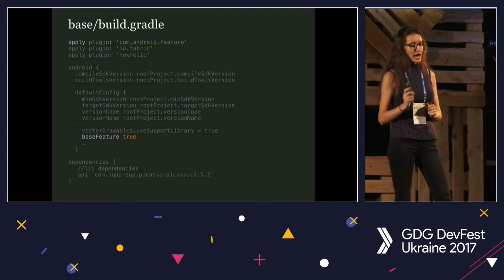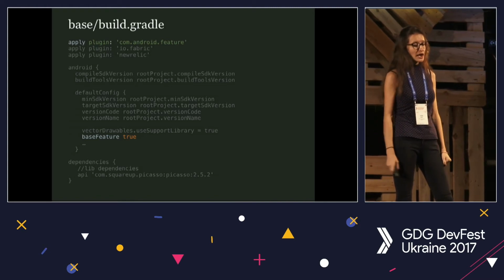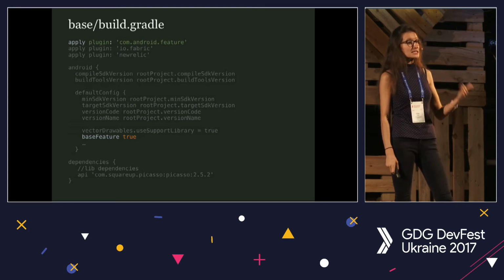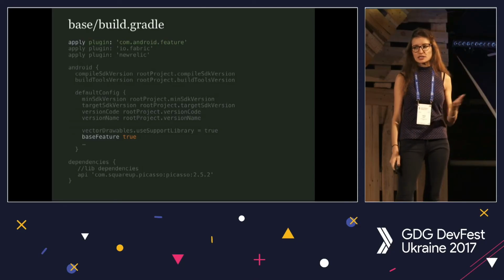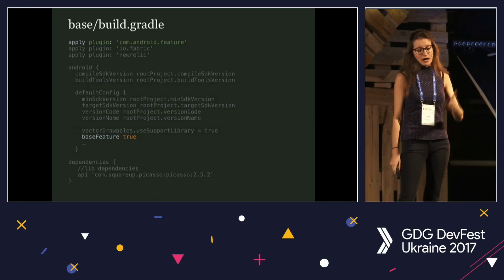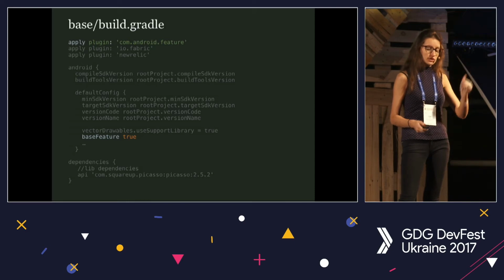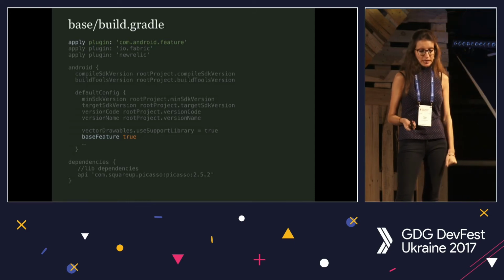So there is a new plugin that we have to apply, which is com.android.feature. In the Android closure of the default config, we have to specify a new attribute, baseFeature set to true. And this attribute is always necessary in order to help our system identify that the base module is basically the source of truth in your application. So the other modules would refer to the base module in order to pull the stuff that they need. And as you can see in the dependencies block, we just specify regular library dependencies that both the regular installable and instant app applications would need.